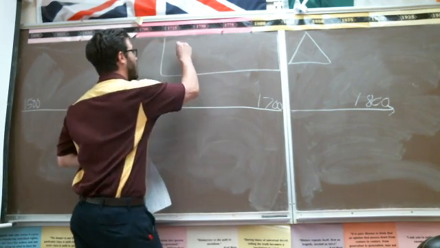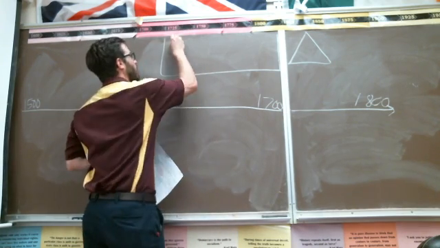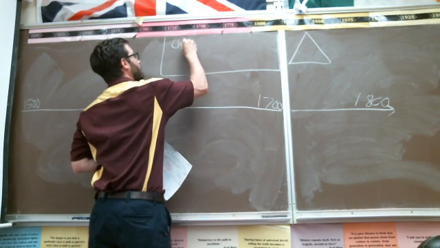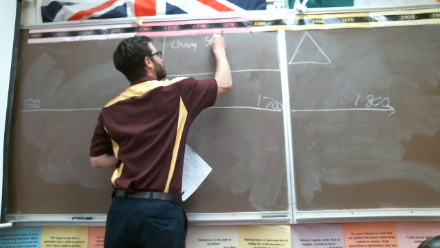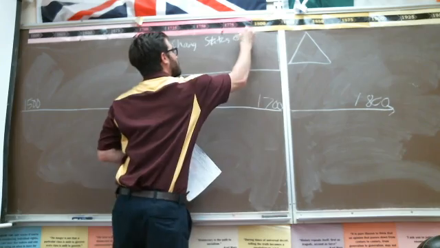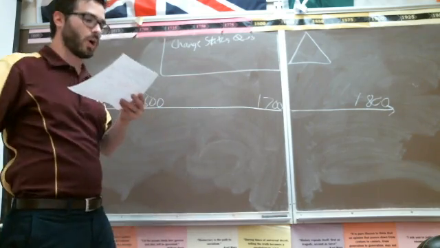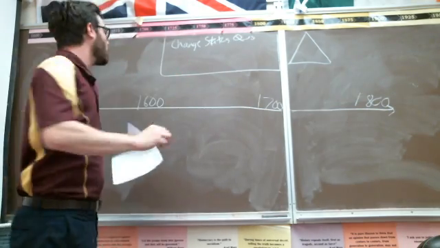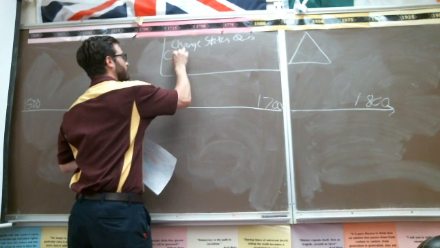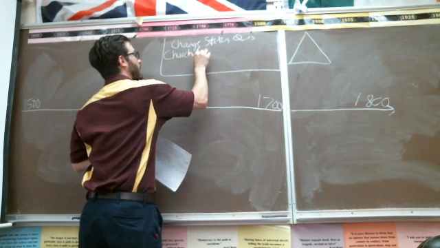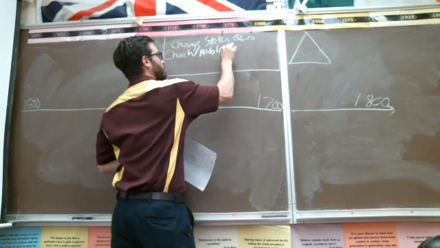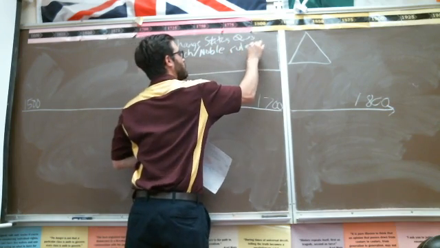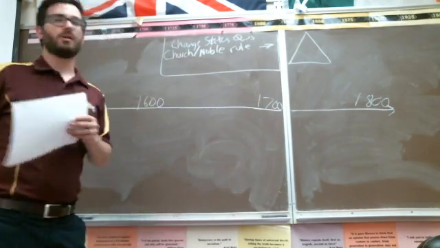I wrote down in the box for this, changing status quo. I think that is a great term to use for AP. The changing of the status quo. And specifically here, we can go from church/noble rule to what kind of rule?